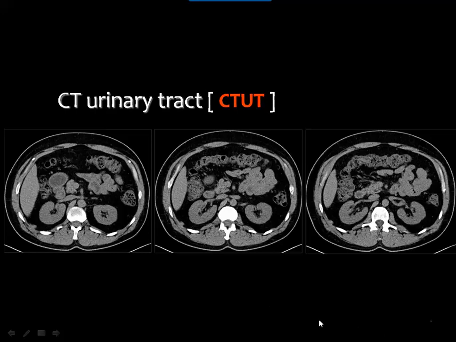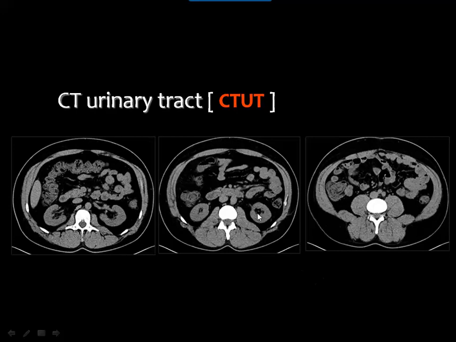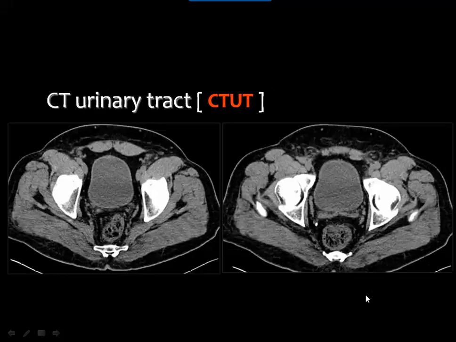CT of the urinary tract, or CT-UT, is performed by obtaining sections every 3 millimeter scan intervals, starting from the upper pole of the kidneys and ending by the end of the urinary bladder. These scans are obtained without the need to prepare the patient, without the need to inject contrast media. Then you look carefully at the renal area on both sides, looking for dense calculi, and whenever you finish the kidneys, you look along the course of the ureter until you reach the end of the urinary bladder.